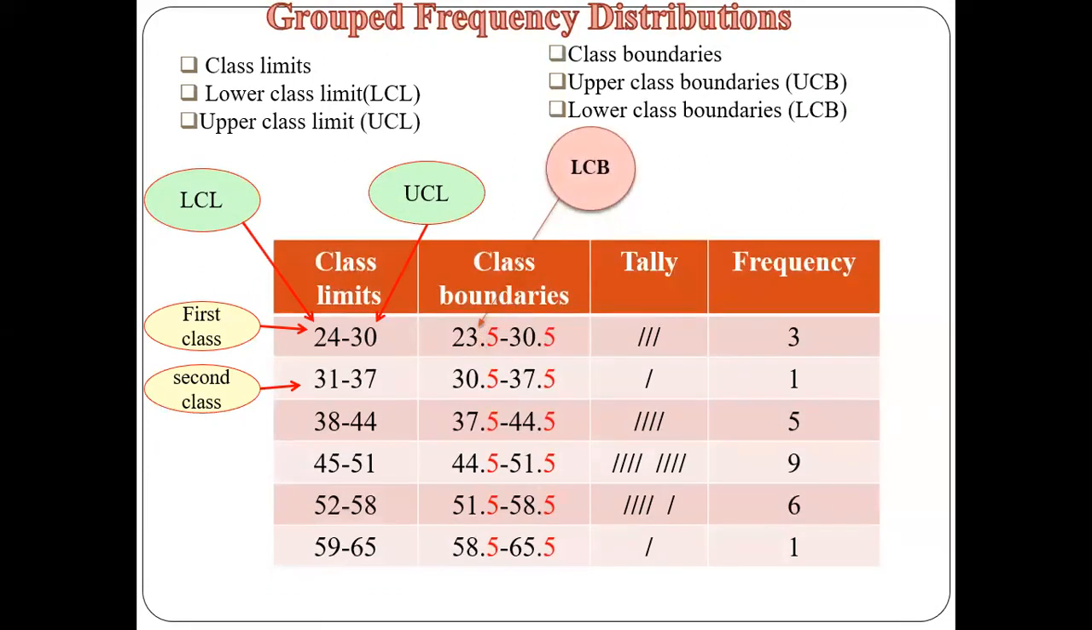Then under the class boundaries, 23.5, which is obtained by subtracting 0.5 from the lower class limit 24, is the lower class boundary. 30.5 is the upper class boundary, obtained by adding 0.5 to 30, which is the upper class limit.